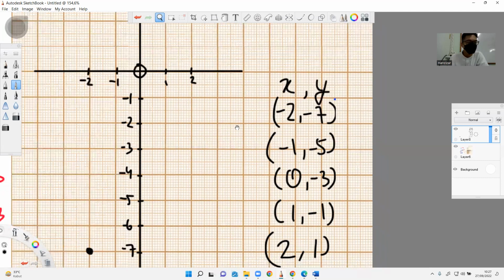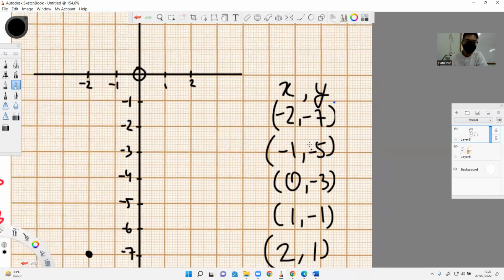Understand? Okay, next: negative 1, comma negative 5. Negative 1 here, negative 5 going down. That's the point. Take the point that you already picked. You're already right. 0, negative 3. What is 0, negative 3? Brandon, come. Go and pick. Just point it. Dot the negative 3. That's right. Okay, because the x is 0, right?